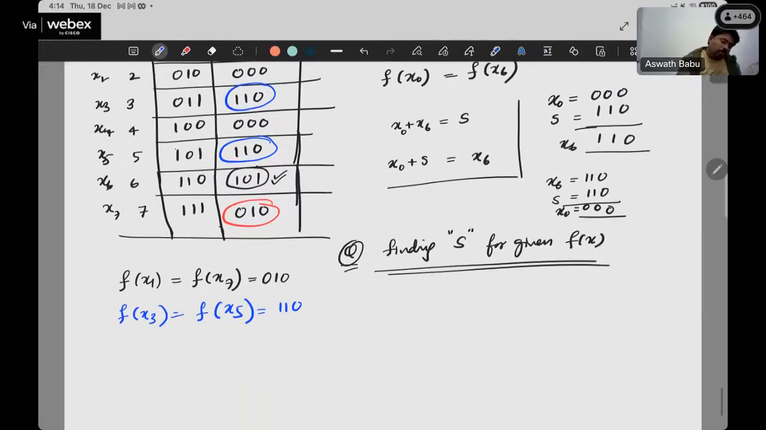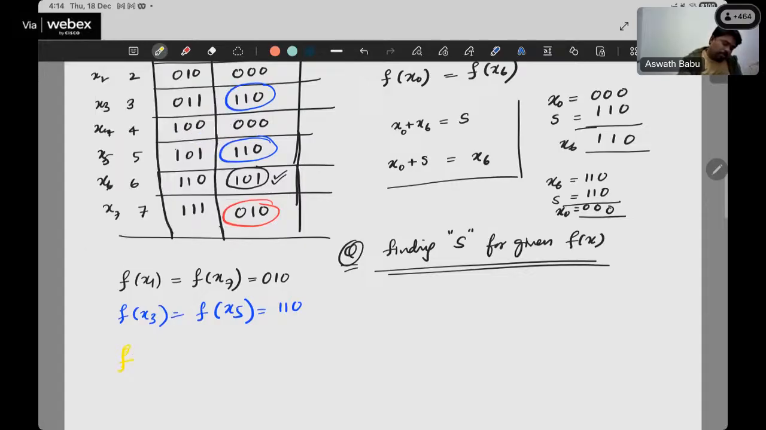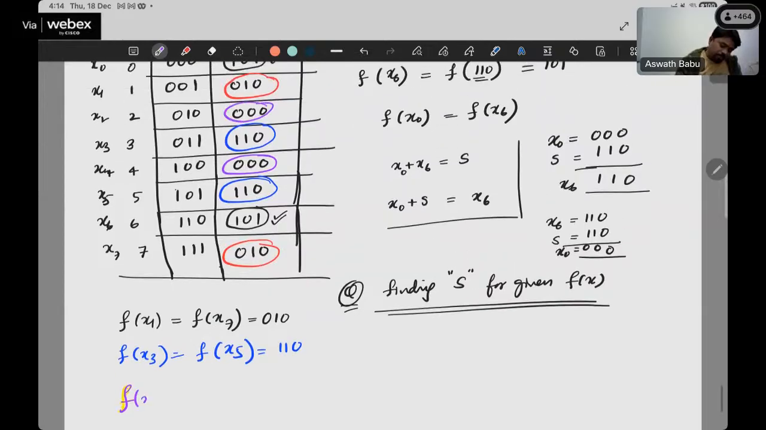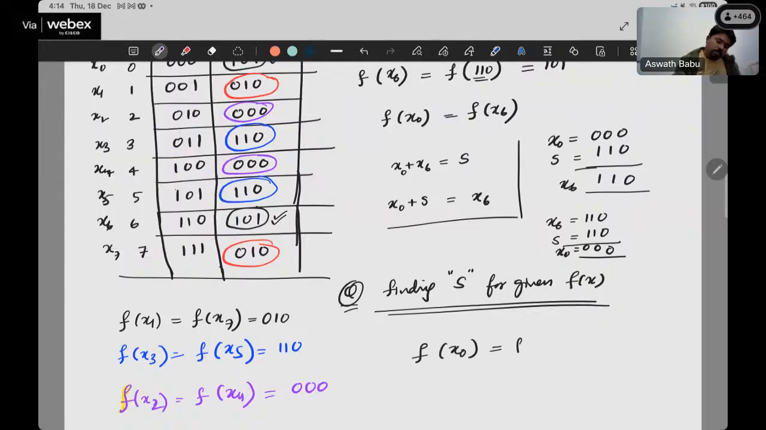Okay, and also, let me take one more color. This color is not appearing, let me take another. f of x4 and x2. f of x2 is equal to f of x4. What is the value? Triple zeros. So, along with that, f of x naught is equal to f of x6, and the value is 101. Okay, so there are three other pairs here.